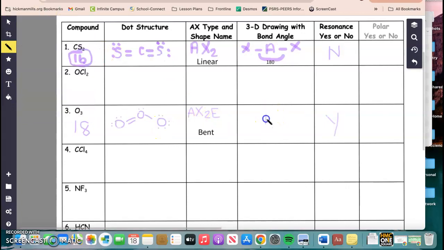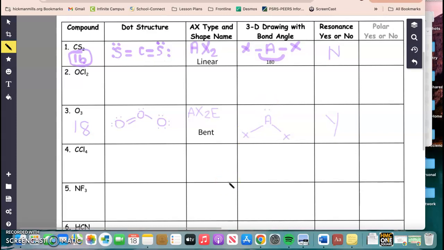So we still have our A as our central atom. We have those X for our 2 bonded atoms. And then our lone pairs are just going to sit up here on top of the A, just like that.